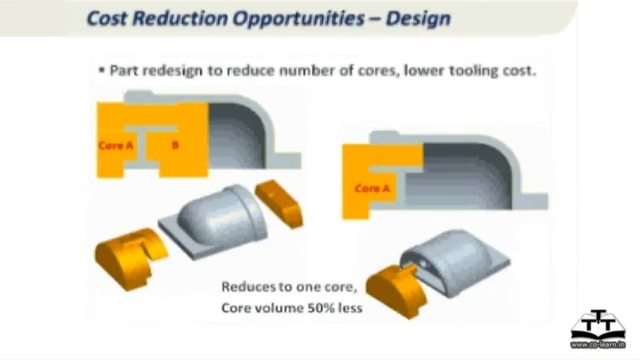Little more trickier example. You have to recognize what is the problem in the left picture and how the right side presents a solution for that. Okay. By doing this, we are reducing now from 2 cores again to 1 core, and the core volume also to half the core volume. So core material recycling, all those costs also come down.